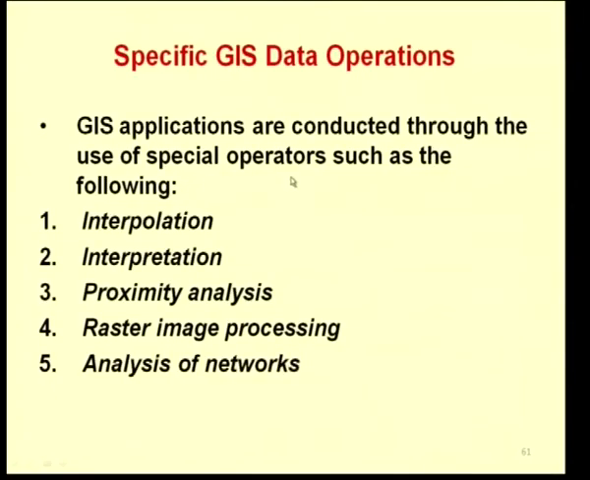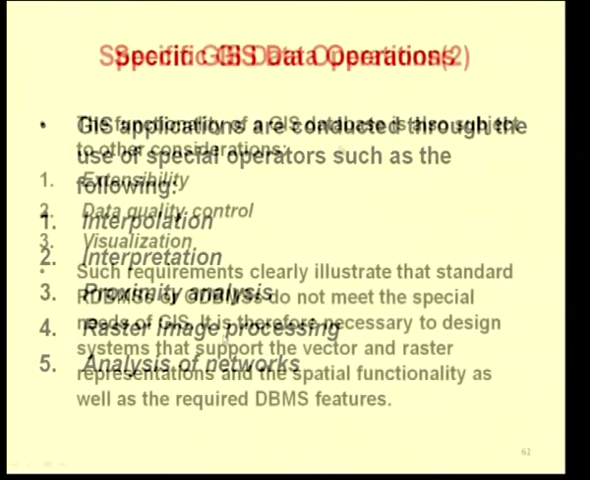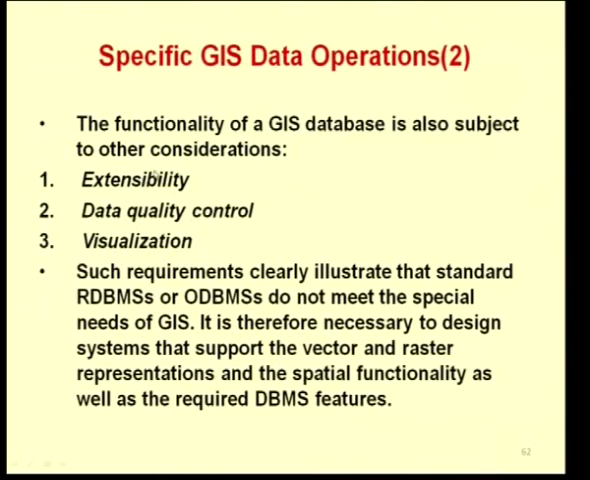GIS operations are conducted through the use of special operators. Look at this, the operators that we are using on GIS are completely different from database operations: interpolation, interpretation, proximity, raster image processing and analysis of networks. The functionality of GIS is also subject to extendability, data quality and visualization. Visualization is a very important aspect of GIS. So, all this has to be considered in the database.